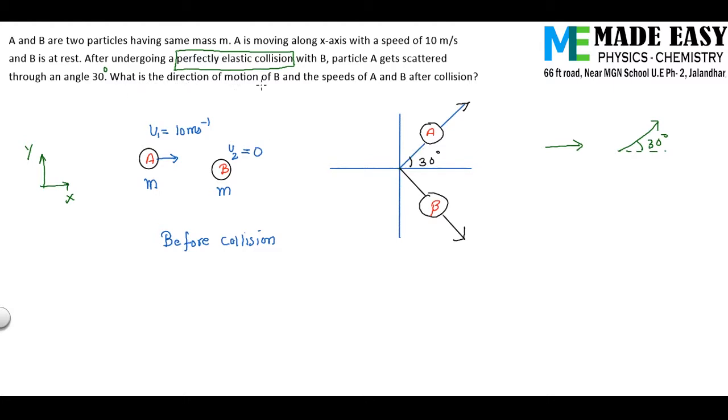What is the direction of the motion of B and the speeds of A and B after collision? So we have to find in which direction B will scatter. Let this angle be theta, and let the speed of A be VA and the speed of B be VB. We have to find angle theta, VA and VB. It's a pretty simple problem given it's a perfectly elastic collision. How many unknowns do we have? We have three unknowns: VA, VB and theta.